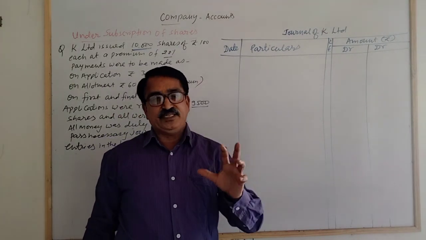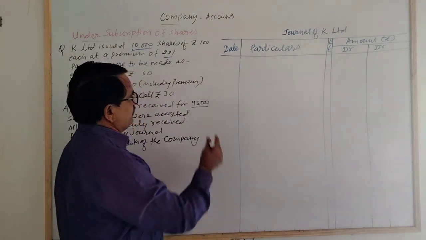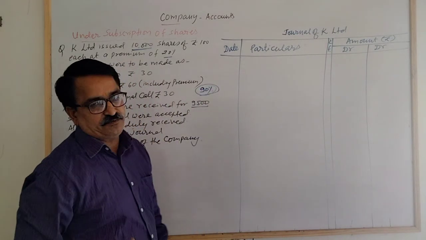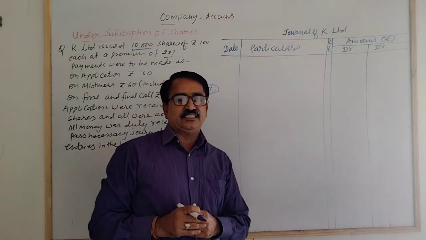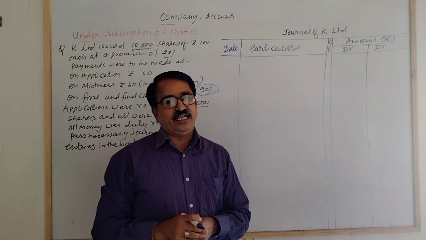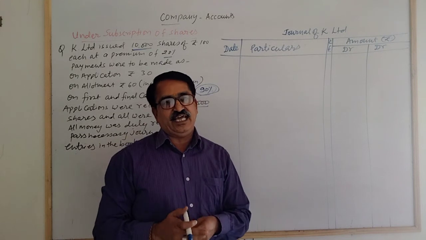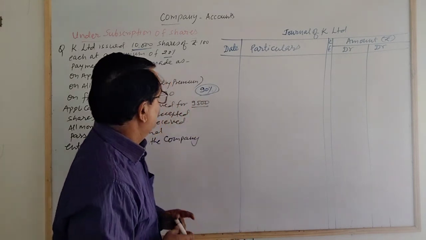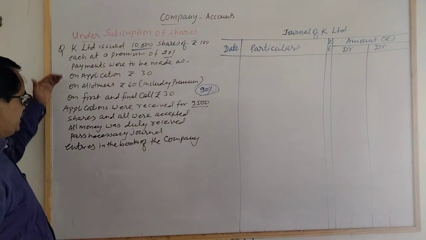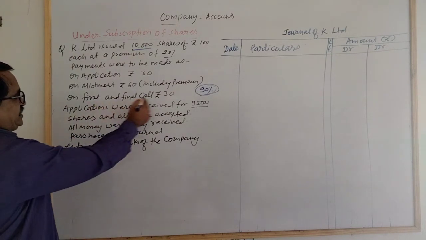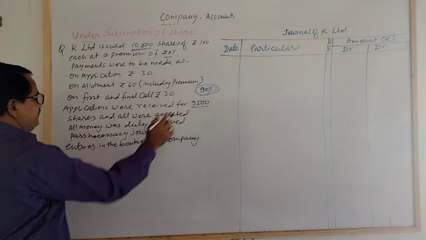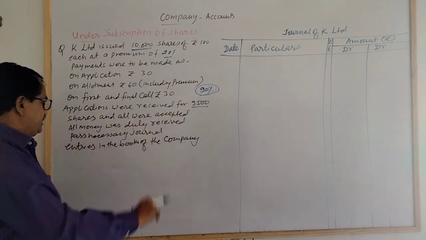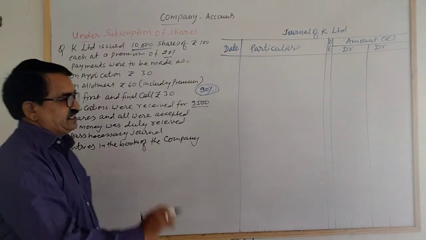As per the SEBI guidelines, the minimum subscription must be 90%. So if we receive applications for less than 90%, we can't allot the shares. So this is the question: first and final call ₹30, applications received for 9,500 shares, all calls were accepted and all the shares were allotted. We need to pass the entries.